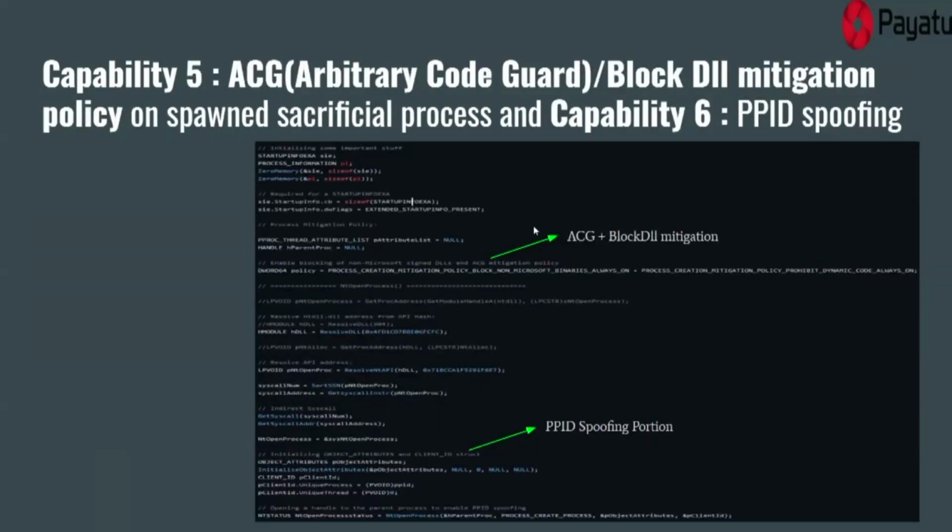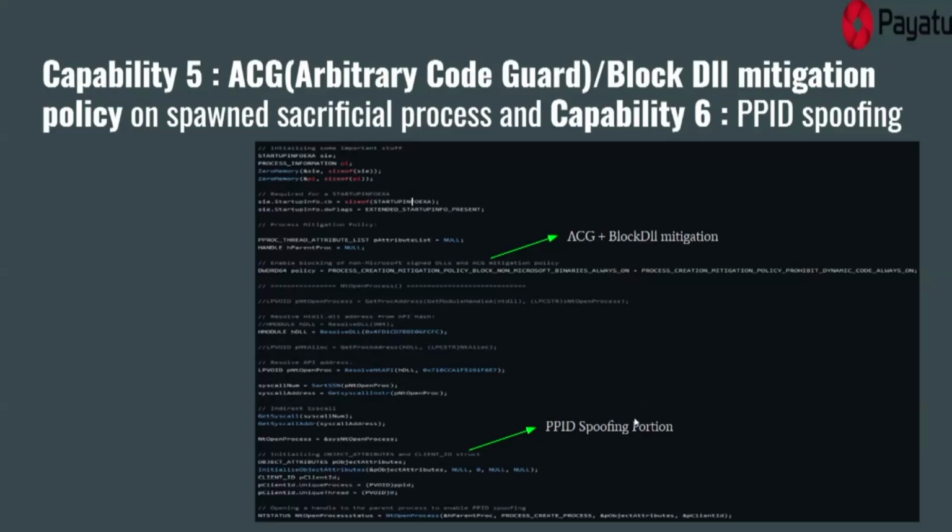Now comes capability 5. Here what I introduced was ACG and BlockDll mitigation. These two things help us block EDR DLLs from placing their hooks within our malware process. But this has a drawback: if the DLL being injected by the EDR is signed by a Microsoft certificate, then BlockDll won't work. But in that case, indirect system call is there, so we won't have to worry.